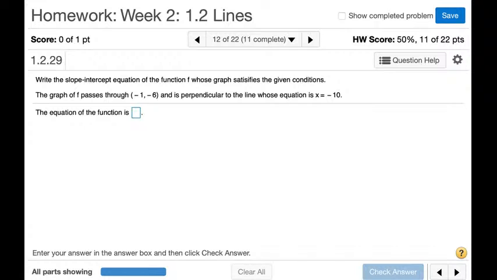Slope-intercept equation of a function whose graph satisfies this condition. The graph of f passes through this, but is perpendicular to that one, right? So if that's a vertical line through negative 10, ours is going to be a horizontal line through negative 6. So that's going to be y equals negative 6.